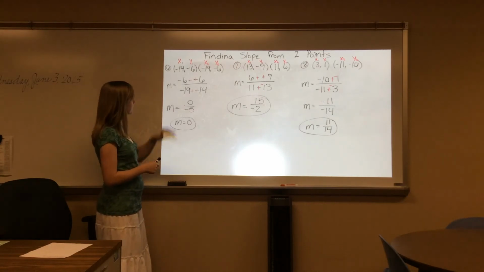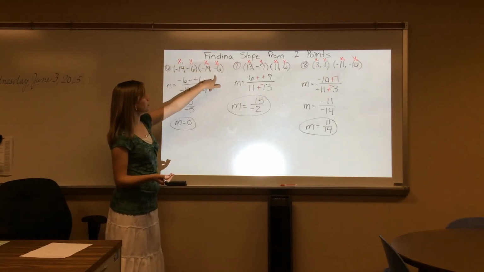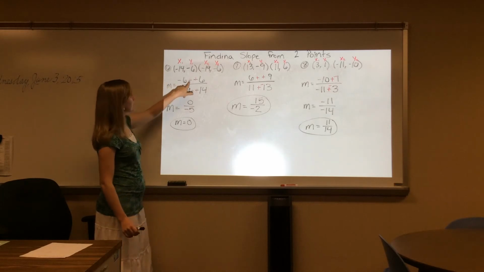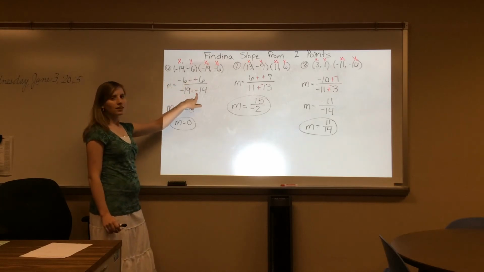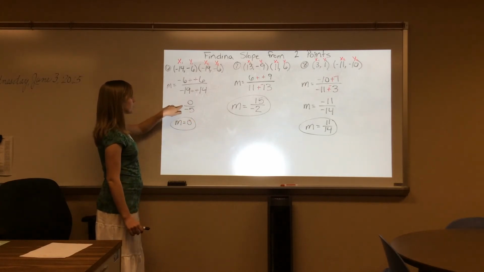For the last 3 problems, number 6, we're still going to use the formula. Make sure that you label your points so you know which one goes where. I set it up. I made my changes in red so you can see I changed my subtraction to adding the opposite. And I got 0 over negative 5.